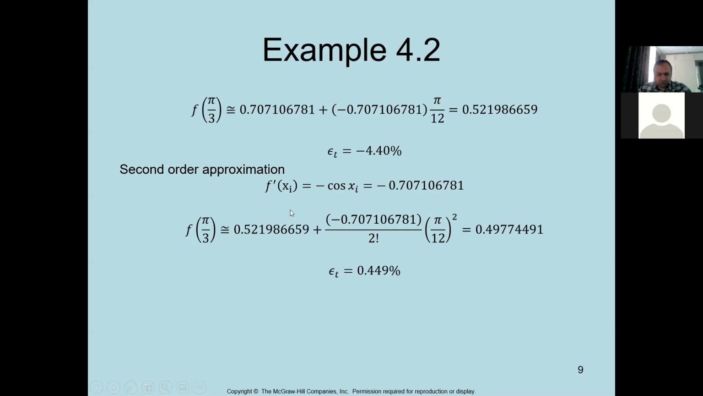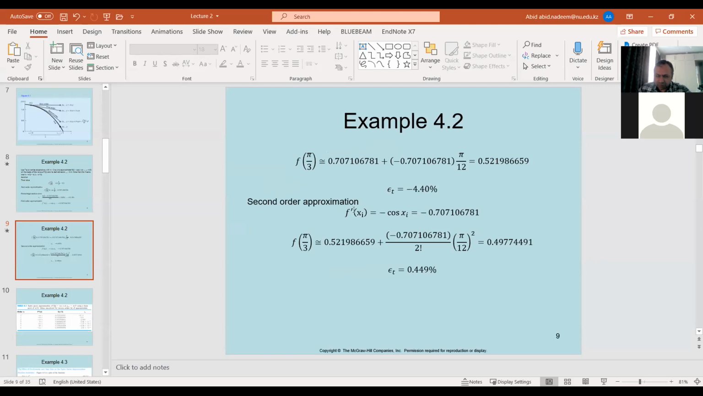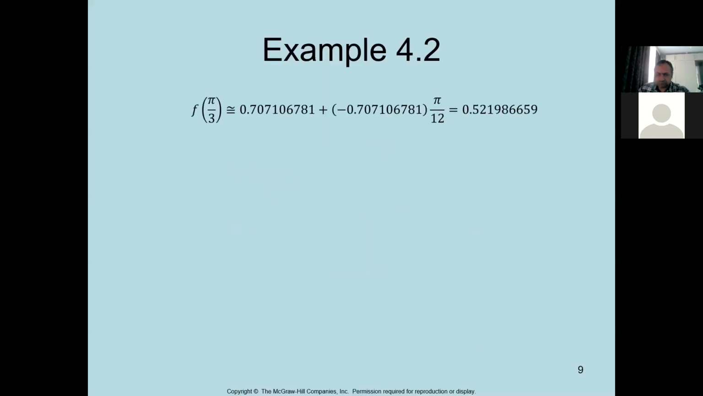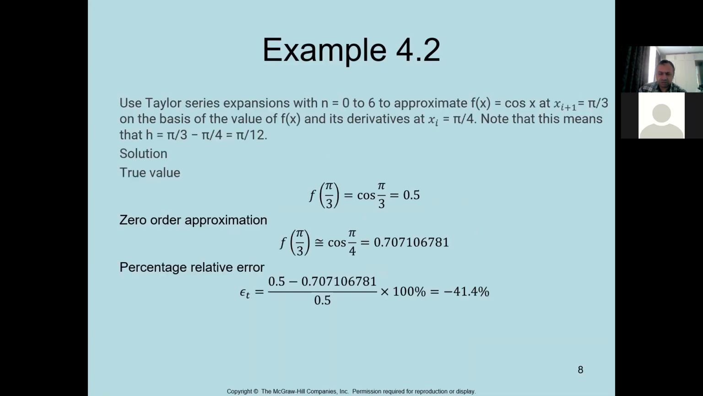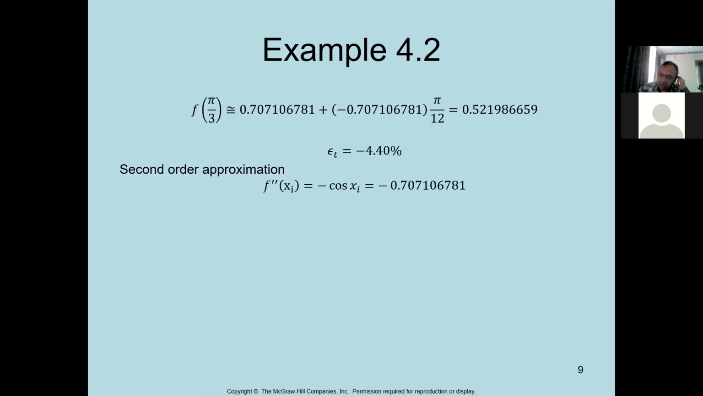Here I think I made a mistake. It should be f double prime of x, for the second order. So it will be minus cosine of x, because the first derivative was minus sine of x. One further derivative will be minus cosine of x. So minus cosine of x has this numerical value.